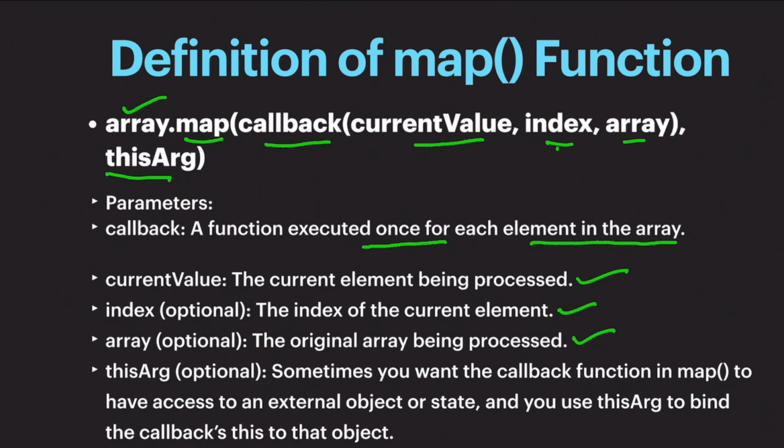So why do we use this? Sometimes you want the callback function in map to have access to an external object or state, so you use this argument to bind the callback's this to the object. When you want to bind the external object, we use this arg. This is the basic definition of the map function we use in our code.